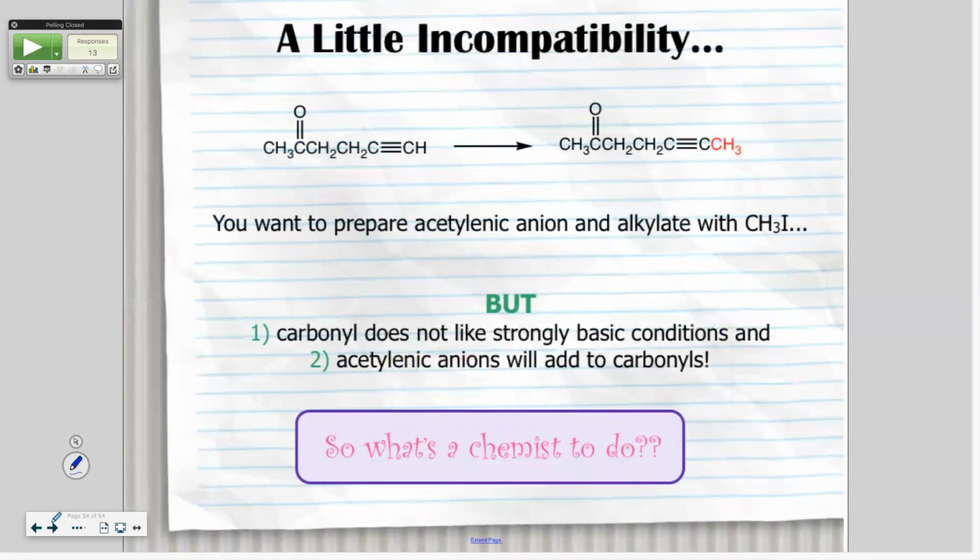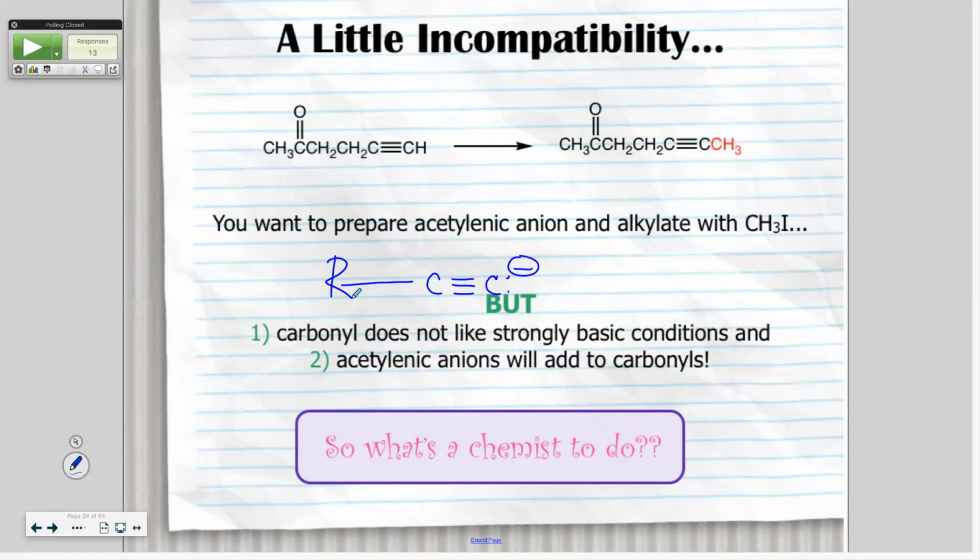So here's an example. Let's say you want to take this compound and add NaNH2, so you get the C minus, and then add methyl iodide and put a methyl there. Pretty simple thing. But you can't do that with the carbonyl there. The carbonyl will react with your base, and these things add to the carbonyl. We don't want that to add to another one and maybe make a fancy compound. We want to just put that methyl group on.